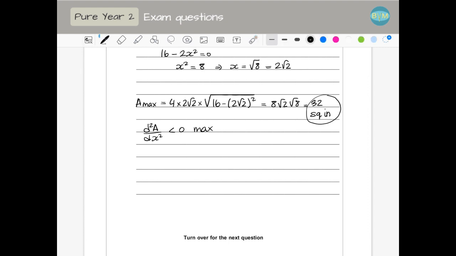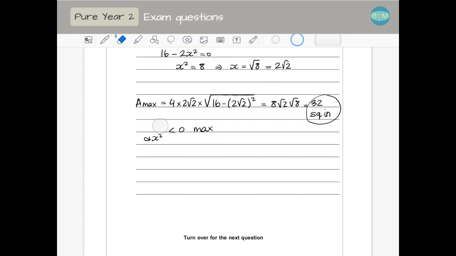Remember, when you have a maximum, the gradient of the tangent before the maximum is positive, then is 0 at the maximum, and then is negative after. So what we can do is check. We know the maximum is at 2 root 2. Check a point to the left and a point to the right and see that they are greater than 0 and smaller than 0. That would be a much faster way.